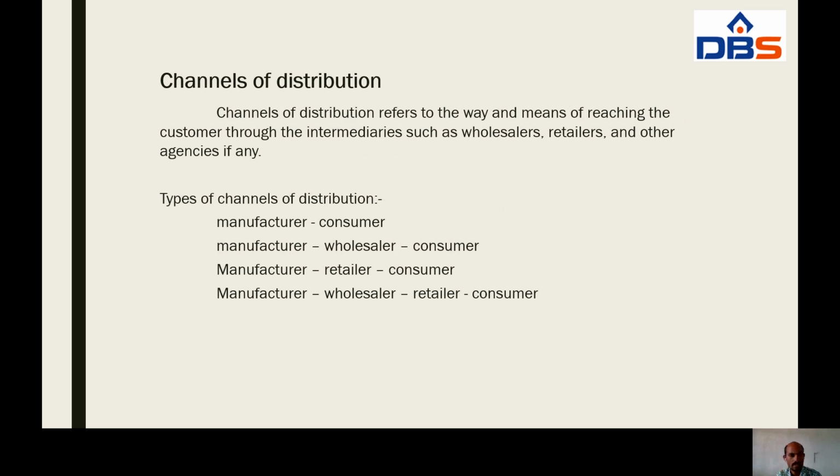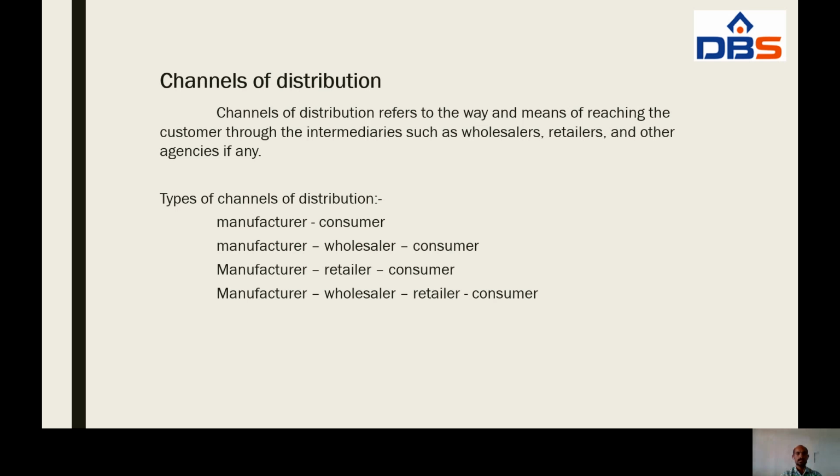And the next one, channels of distribution. Channels of distribution refers to the way and the means of reaching the customer through intermediaries such as wholesalers, retailers, and other agencies, if any. This is known as channels of distribution.